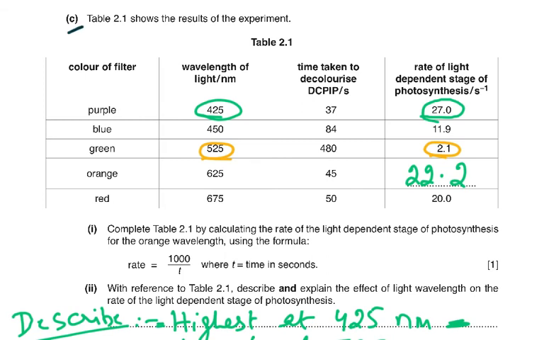And let's look at part C. Table 2.1 shows the results of the experiment. Color of the filter: purple, blue, green, orange, red. Wavelength of light: 425, 450, 525, 625, 675. Time taken to decolorize in seconds, and then rate of the light-dependent stage of photosynthesis. So complete table 2.1 by calculating the rate, and we do this by rate is 1000 over time, where t is the time in seconds. So you get an answer of 22.2, which I have then put in there.